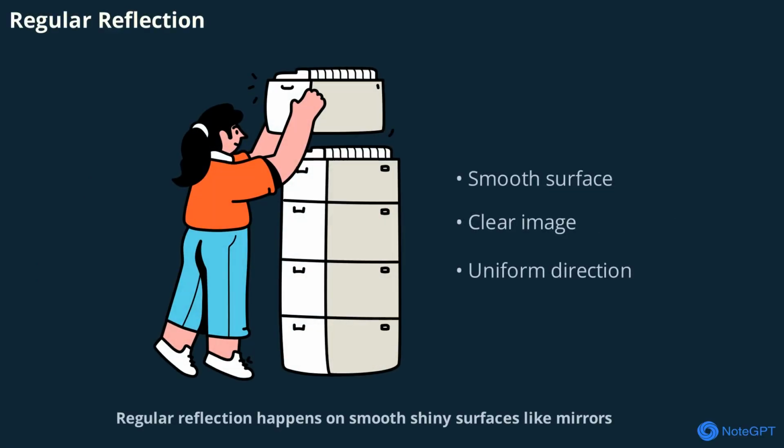Regular reflection happens on smooth, shiny surfaces like mirrors. The light rays bounce off in a uniform direction, creating a clear and sharp image. This is why mirrors are used for seeing our reflection and in optical instruments. The predictability of regular reflection makes it useful in many applications.